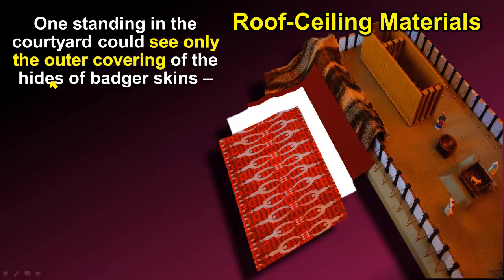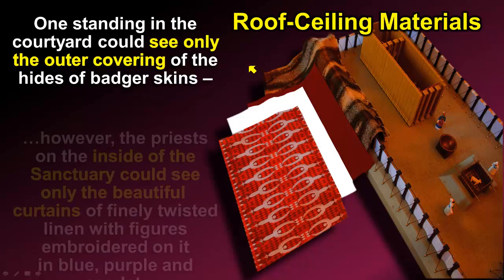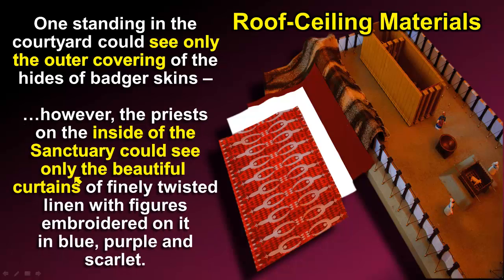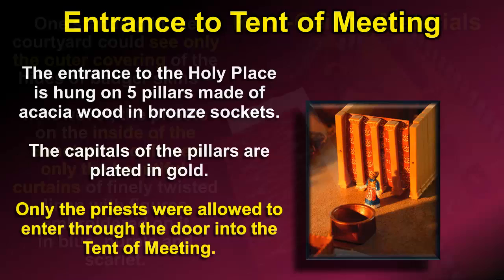And from the outside, when looking at it, all you could see were the hides of the badger skins, and they weren't very pretty looking. But the priests from the inside could see the beautiful curtains and the finely twisted linen and embroidery on the roof material here. Very beautiful. Many a sermon has been given about these various coverings. I'm not going to go into that today. That's not the purpose of this video. But there's many things to be learned about this roof ceiling material.